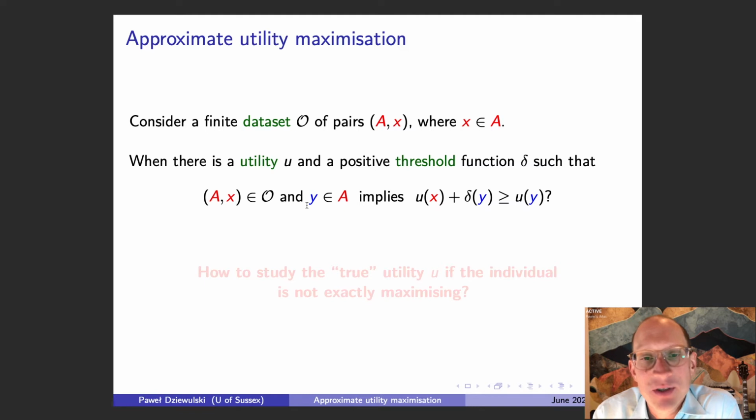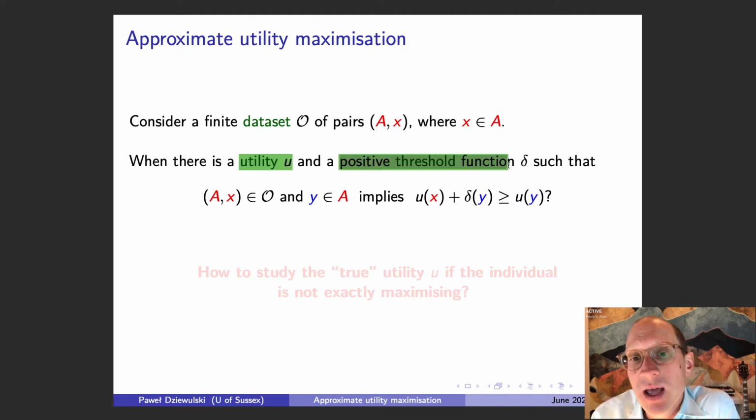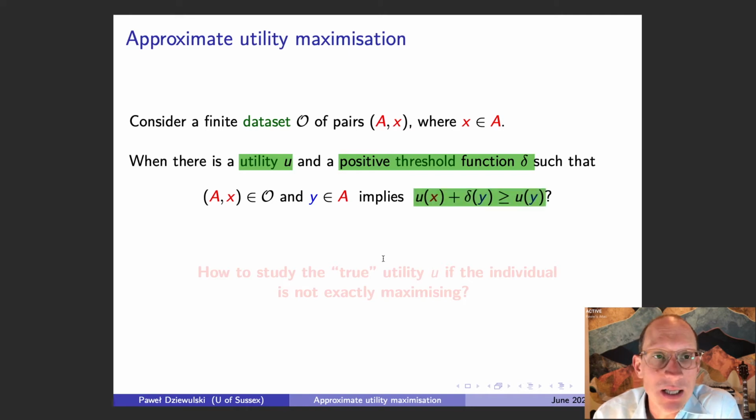Now, what I mean by approximate utility maximization: the question is, when can I find a utility function u and a positive threshold function delta such that x is chosen from A if, for any other alternative y, the utility of x is not sufficiently lower than the utility of y? So in some sense, individuals are not exactly maximizing their utility, but they're kind of close to doing it, right? There's some threshold up to which they're maximizing their utility.